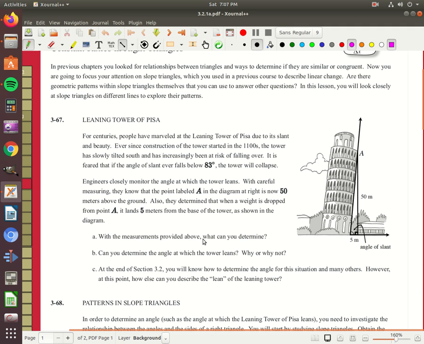With the measurements provided above, what can you determine? Well, we would definitely be able to determine this length right here. 5 squared plus 50 squared would equal this length squared, the hypotenuse length squared. Again, the hypotenuse is the side opposite the 90-degree angle. Can you determine the angle at which the tower leans? Why or why not? You actually can determine the angle at which the tower leans, but you have to use trig. This triangle has to have a certain ratio, and when we calculate what that ratio is, someone did all the ratios for us. They made a chart. Actually, let me pause and show you that.